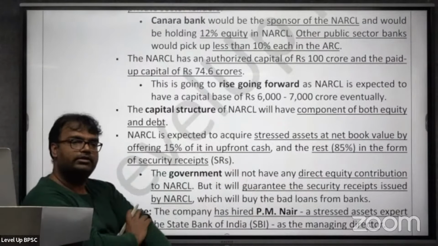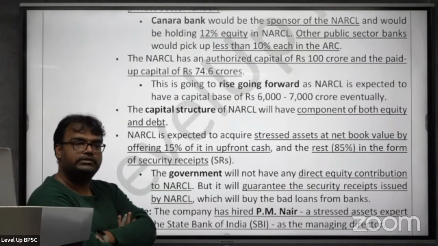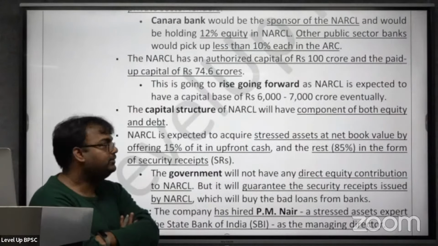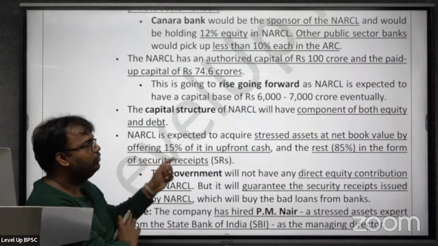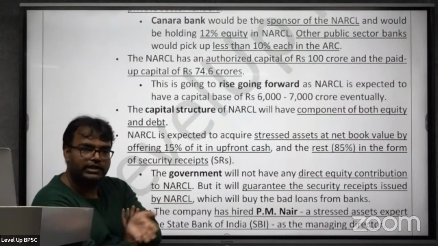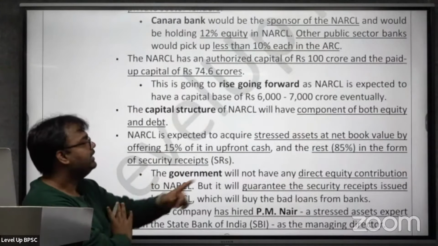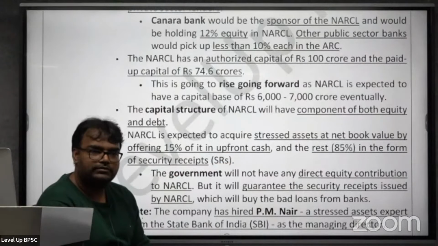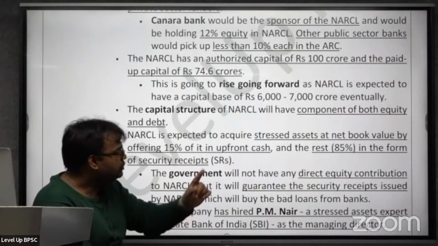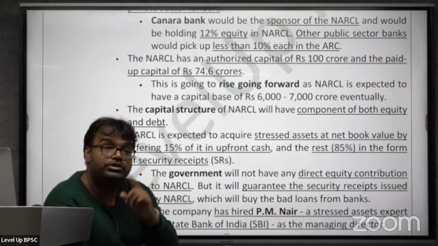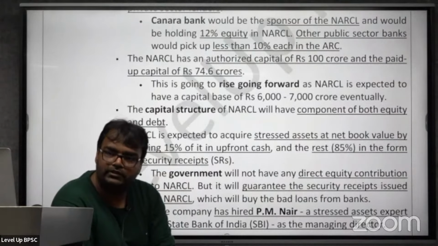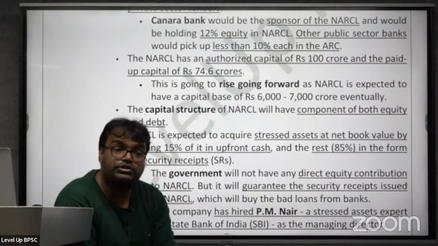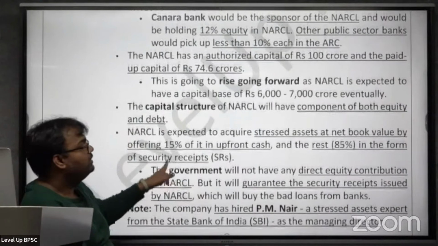We can give you 90 crore rupees. Of that 90 crore rupees, 15% will be given in cash, that is, we will directly transfer money into your account. The rest, 85%, will be provided to you in securities, which you will eventually get. And for those securities, the government does not have any ownership in this NARCL. If you carefully see, the government does not have any ownership, but the government backs the security.